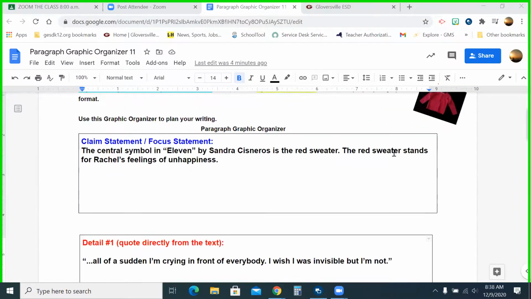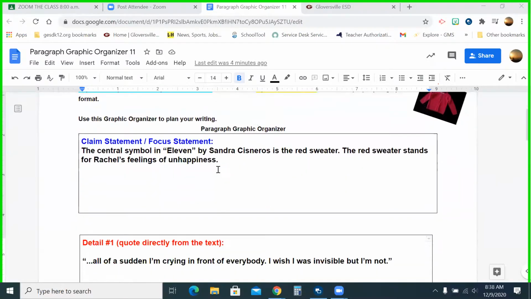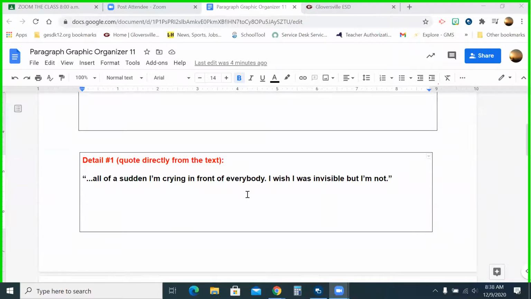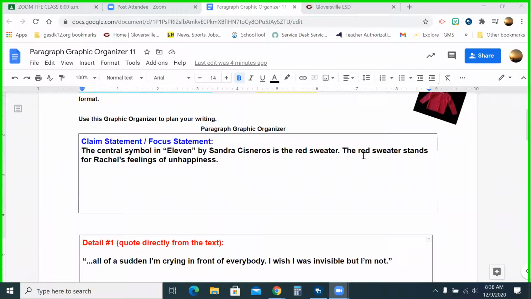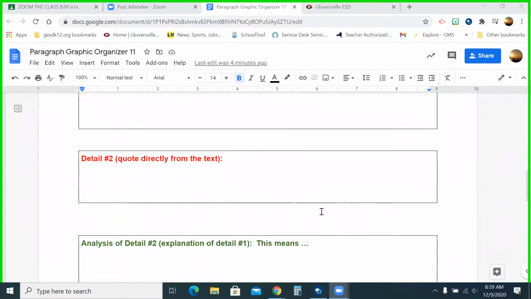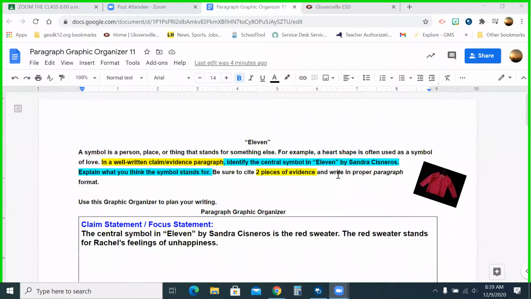But let me just review what we did. We looked at the question. We highlighted the important information in the question or the task, right? We came up with a wonderful claim statement. Oh my goodness, it took two sentences to do it. Then we were little detectives and we found some proof in the text and quoted the text so that it proves our claim statement. Tomorrow, we're going to pick up and explain it, find another piece of text, explain that, and then a concluding sentence. And then we have to actually type the paragraph.